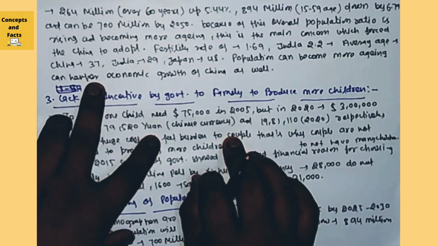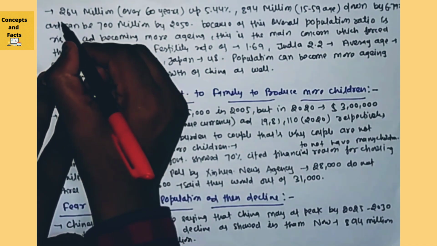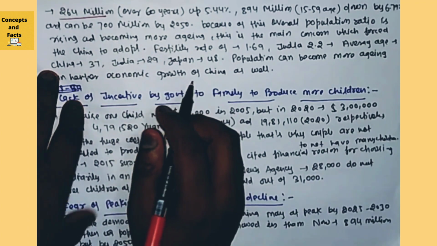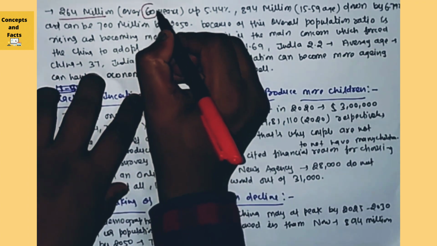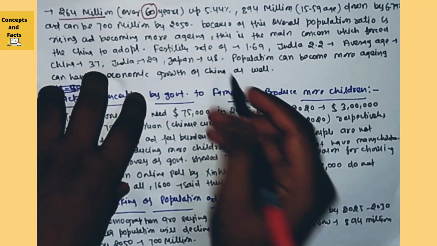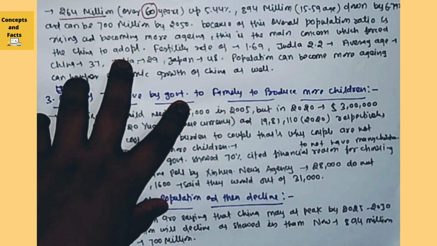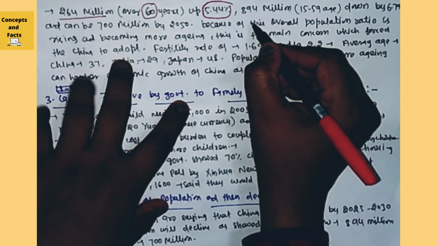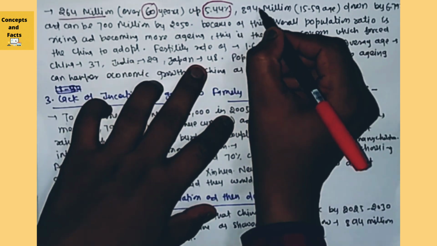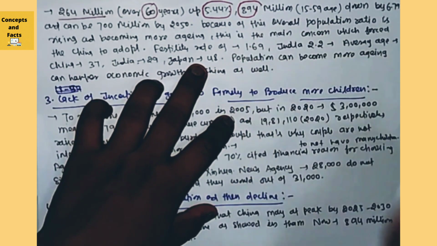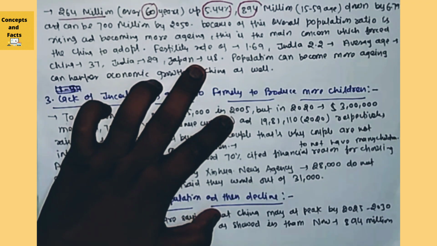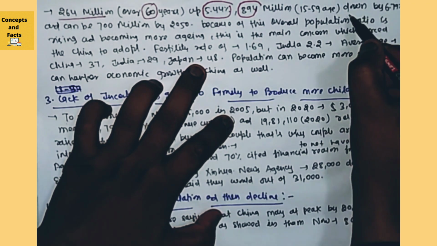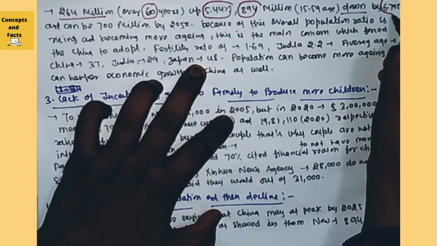According to the 2020 census, there are 264 million people who are over 60 years of age. And what happened in the last decade is a 5.5% increase. On the other hand, there is an 894 million population in the age group of 15 to 59, and it went down by almost 7%.